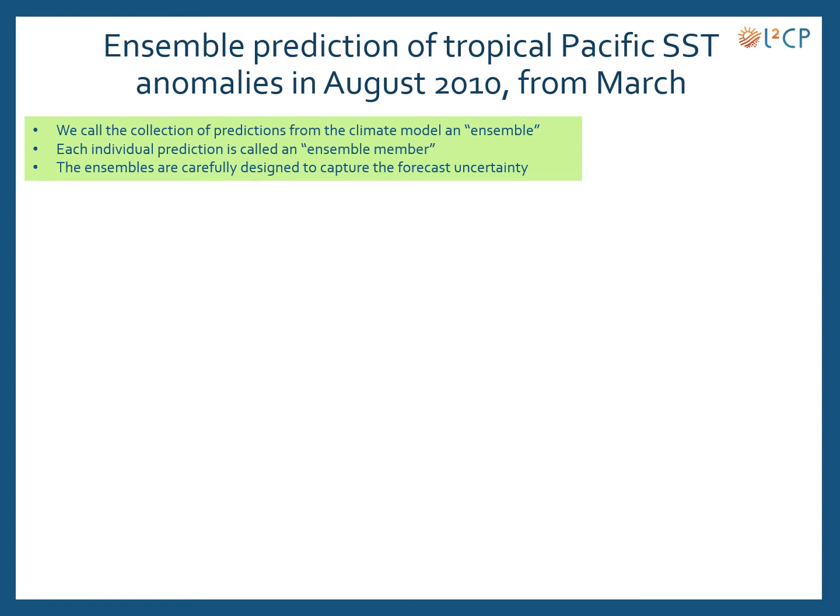But before we look at the forecasts, let's just recall that we call the collection of predictions from the model, all for the same time, in this case for August 2010, an ensemble. Each individual forecast is called an ensemble member, and the ensembles are carefully designed to capture the forecast uncertainty.